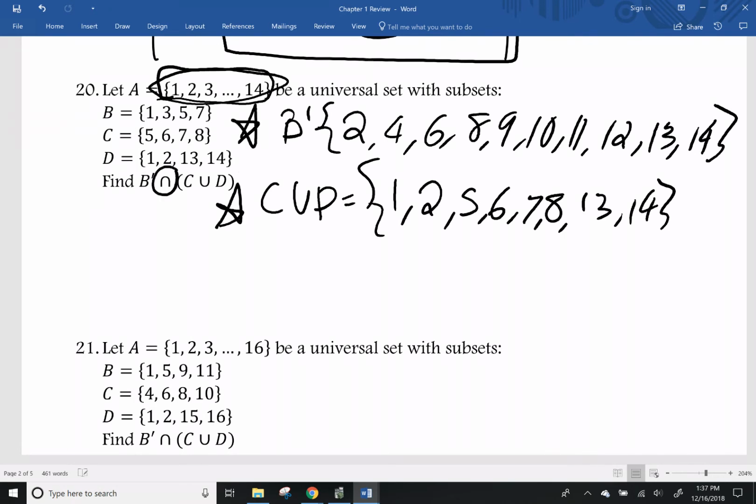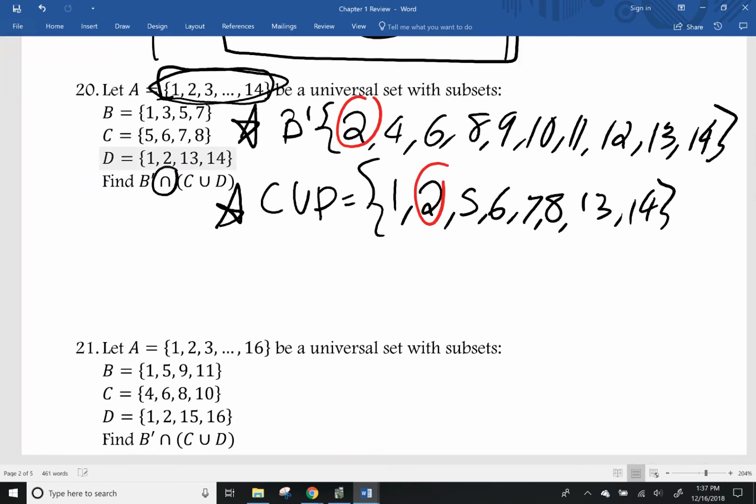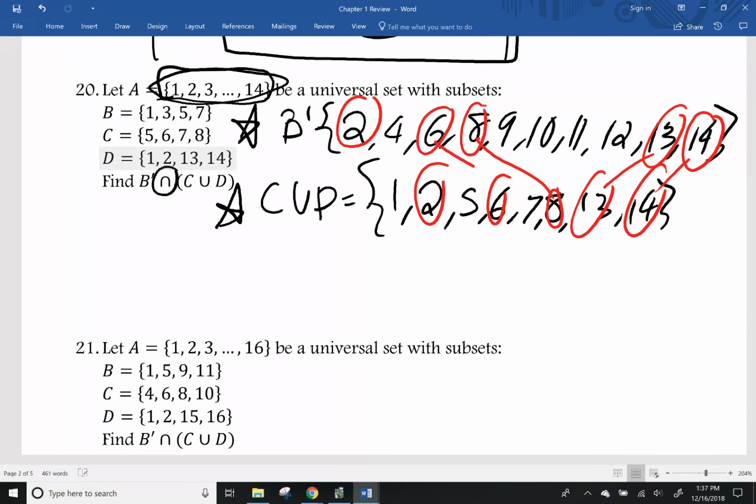Now, intersection means elements that are shared within both sets. So I'm looking for elements that are in both sets. So if I look at both of these sets, I'll notice both sets have a 2 in it. Both sets have a 6 in it. Both sets have an 8 in it. And both sets have a 13 and a 14 in it. So that is my intersection set. So the answer here is 2, 6, 8, 13, 14.